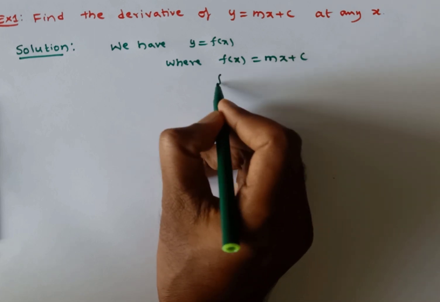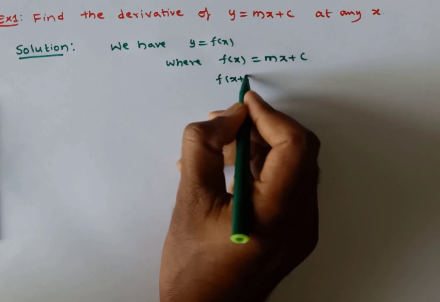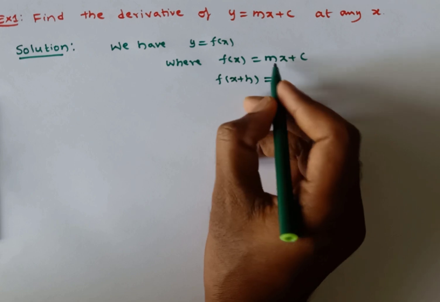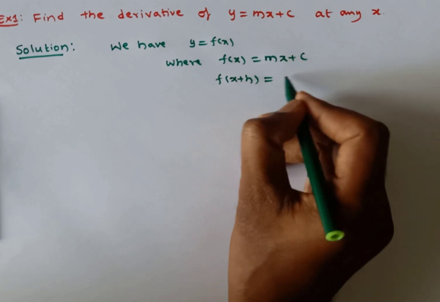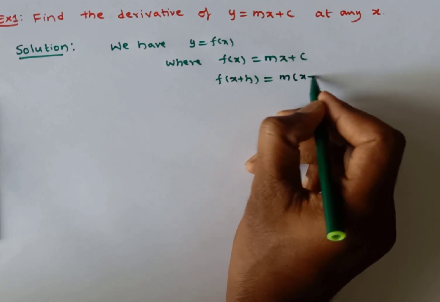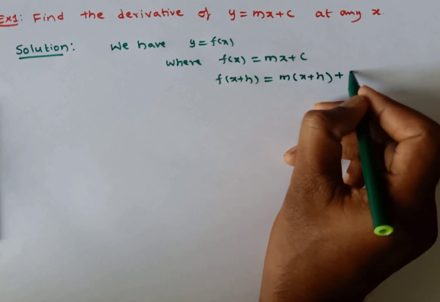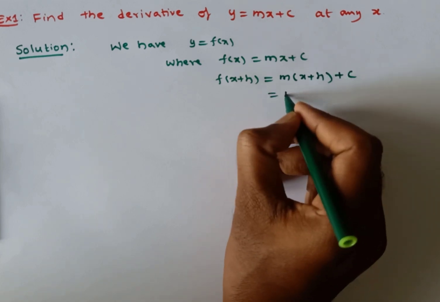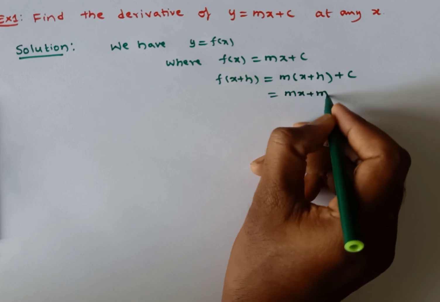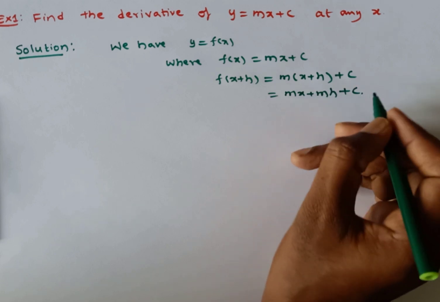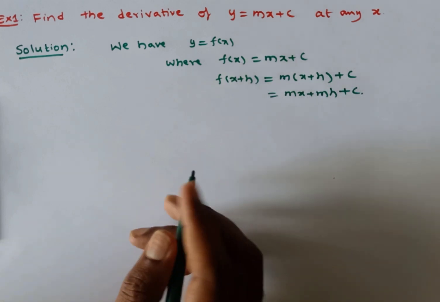And so by using this, we can express f of x plus h by just replacing x with x plus h. So we get m of x plus h plus c. That means m into x plus m into h plus c. So now we have f of x and f of x plus h.